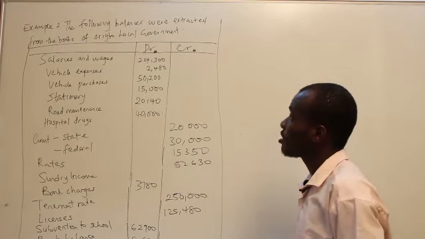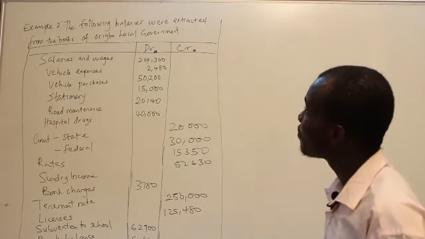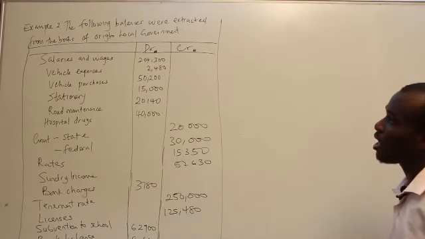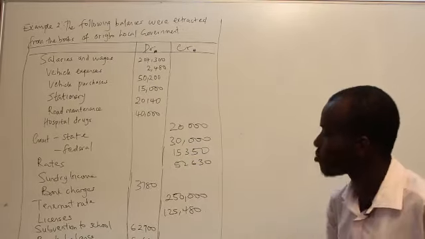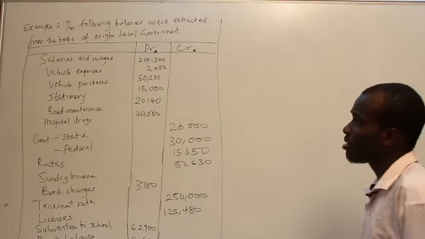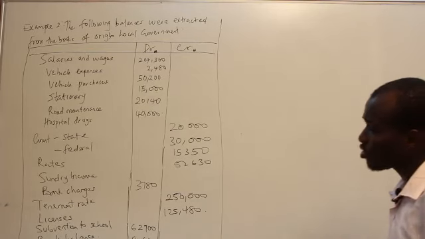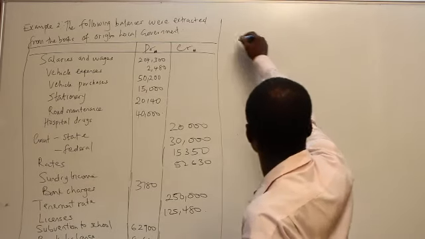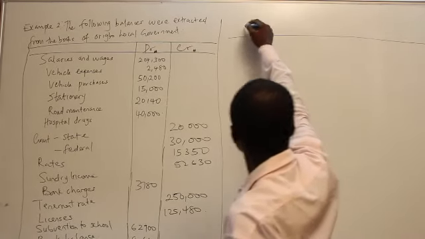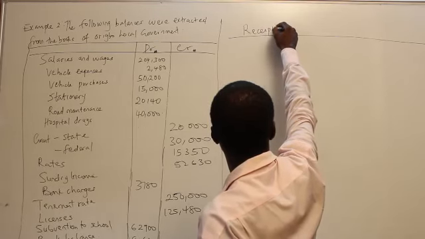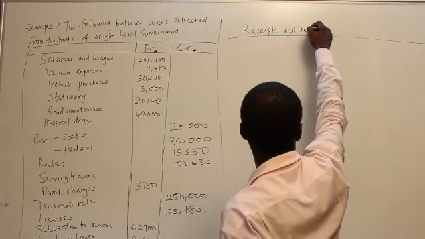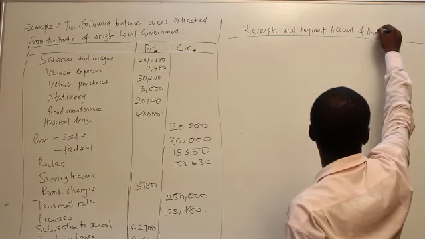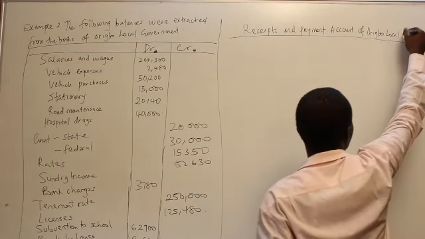So we have an illustration again. That is example 2. The following balances were extracted from the books of Origbo local government. So we have the debit, which shows the total payments in the period, and the credit, which shows the total receipts. We are required to prepare the receipts and payments account of Origbo local government. So we will do that now. Receipts and payments accounts of Origbo local government.